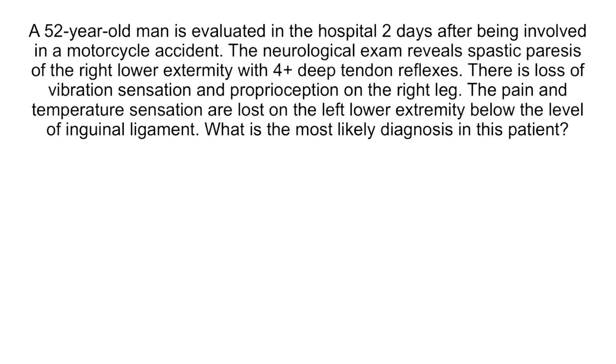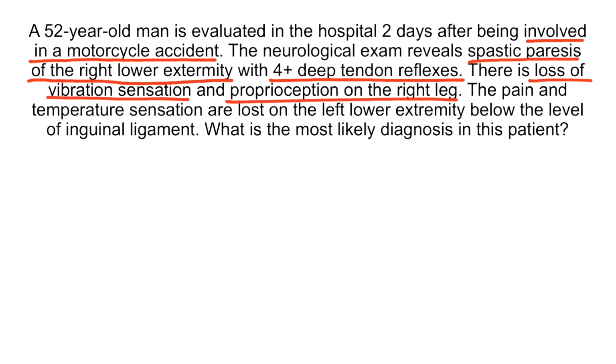This man presents with neurologic deficits shortly after being involved in a motorcycle accident. The neurologic exam reveals spastic paresis of the right lower extremity with 4+ deep tendon reflexes. These findings indicate an upper motor neuron lesion and damage of the corticospinal tract. There is loss of vibration sensation and proprioception on the right leg, suggesting damage to the dorsal columns. Finally, the pain and temperature sensation are lost on the left lower extremity below the level of inguinal ligament. This clue points to damage to the spinothalamic tract. All these neurologic deficits within the context of trauma suggest the diagnosis of Brown-Sequard syndrome.